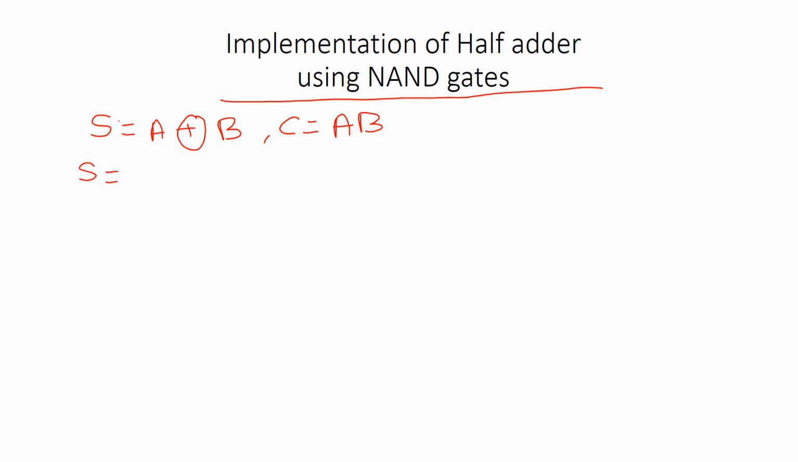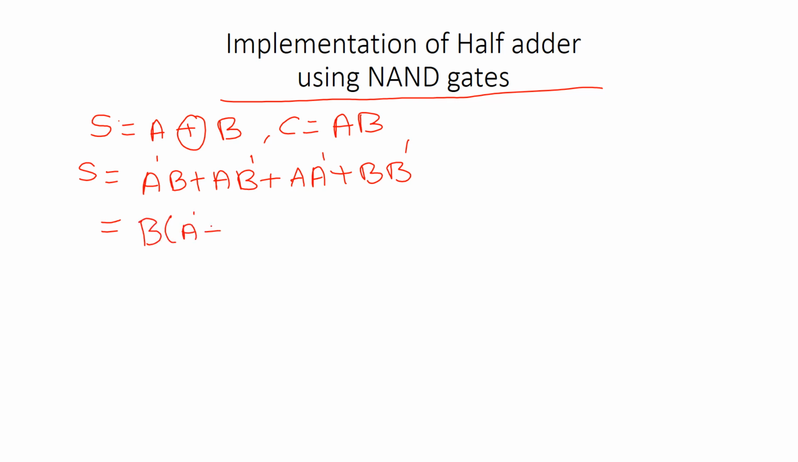So we can write A XOR B is equal to A bar into B plus A into B bar. For simplification purpose, I'm adding A into A complement plus B into B complement. As we know, A into A complement is equal to 0, and B into B complement is equal to 0, so this won't change even if I add these two. So I'm taking B as common from the first and last terms.